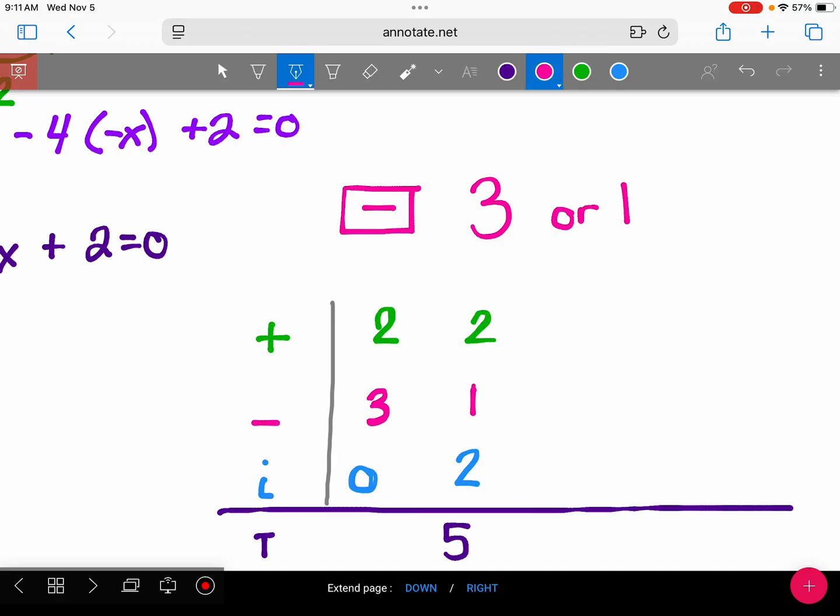There we go. So maybe I don't have 2 positive roots because I've used all my options there. Maybe I have 0 positive real roots. I could then have my 3 negative roots. How many imaginary roots would we have? 2.